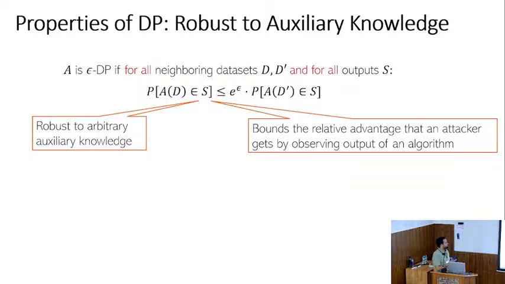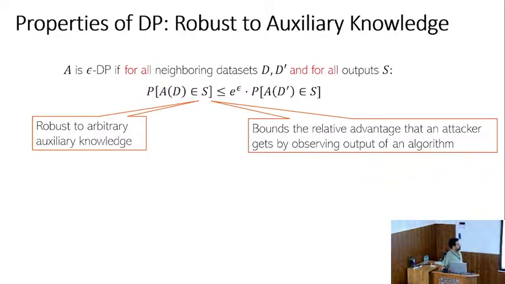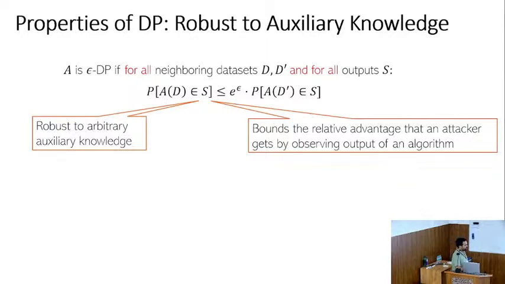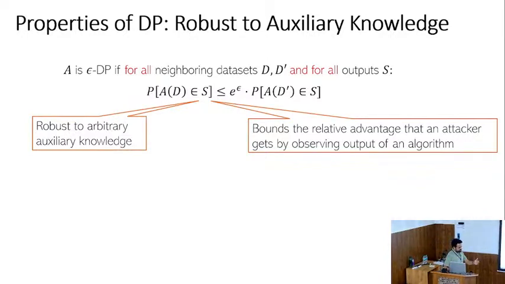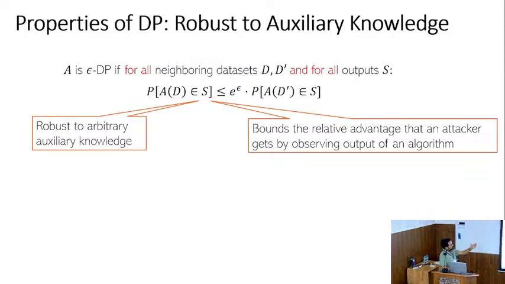What it actually does is bound the relative advantage that an adversary gets by observing the output of an algorithm. When the adversary is observing the output of an algorithm for two datasets, what is the relative advantage the attacker would get? This definition will bound that. That's why it is robust to this auxiliary knowledge.